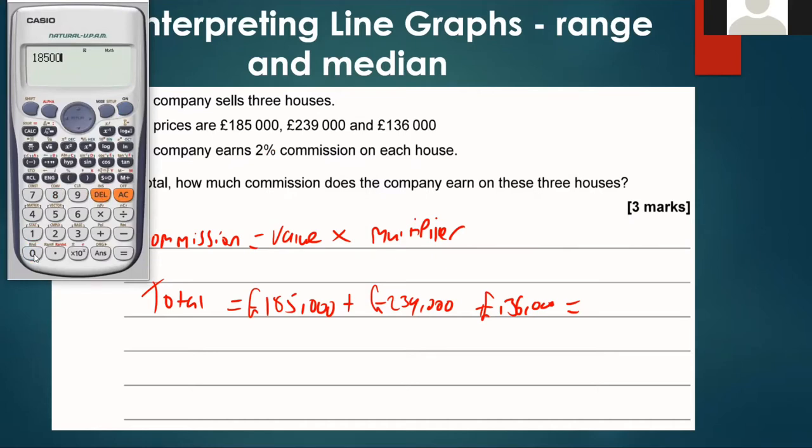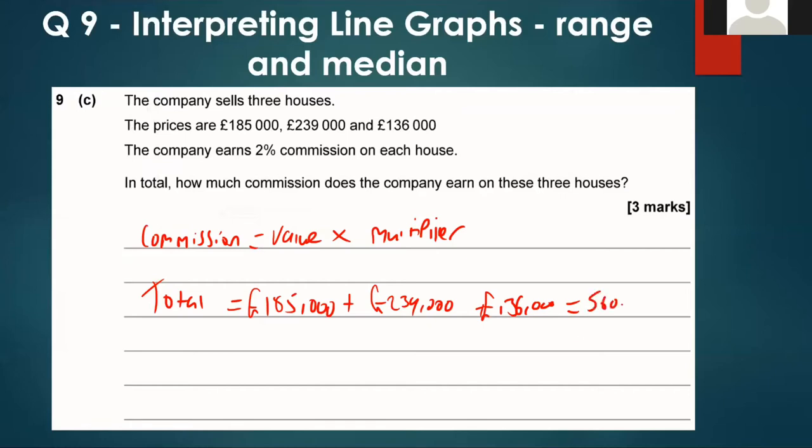185,000 plus 239,123 plus 136,123. And I get an answer of 560,000. So 560,000 is my total value of houses. So the three houses here give the total value.